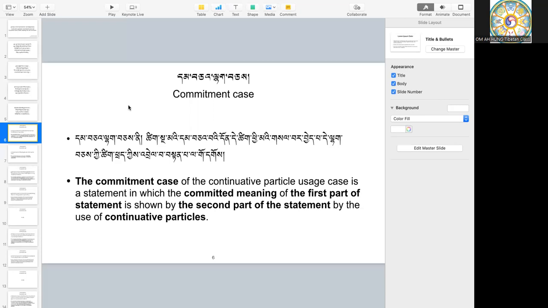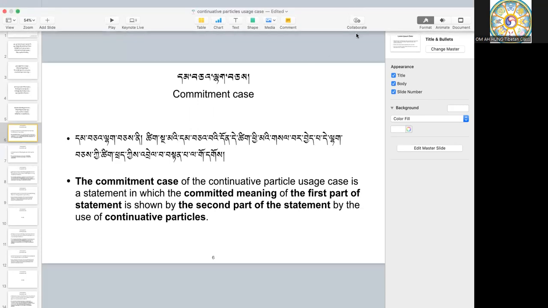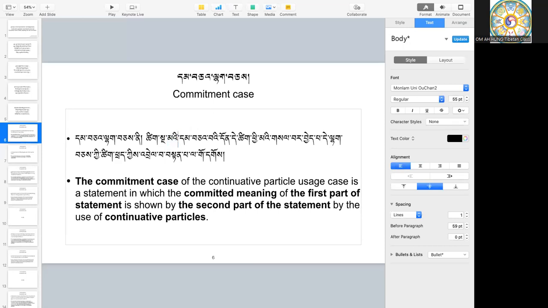Okay, so tamchal hauche ni. Sik ngame tamchawa. So tamchal hauche ni sik ngame tamchawe tuente sik shime silver. Sik shime silver chepate haje ki tsite ki ndewa tempala kogu. So tamchal hauche ni, the commitment case of the continuative particle usage case, is a statement.